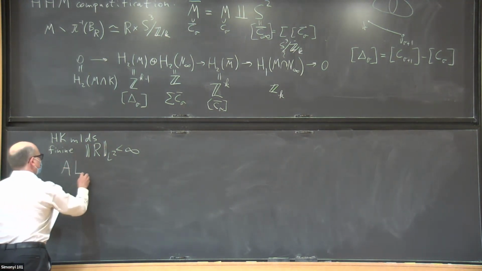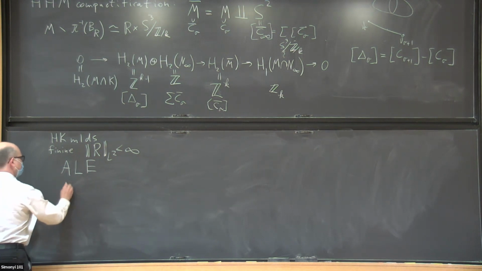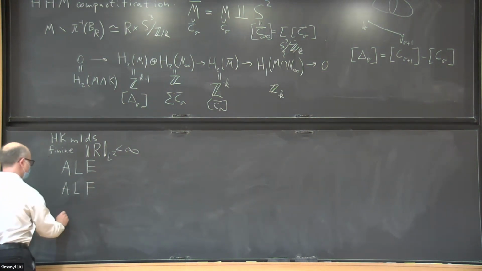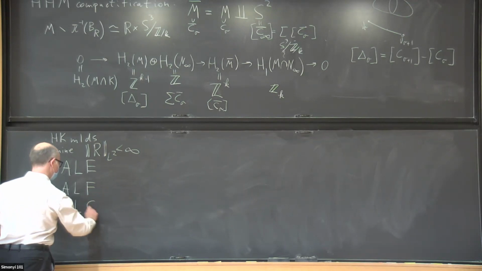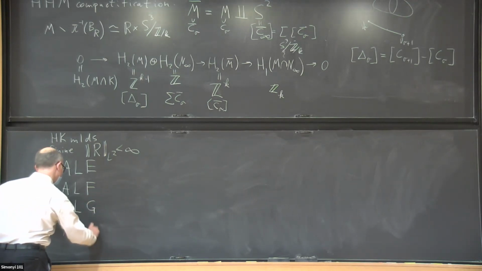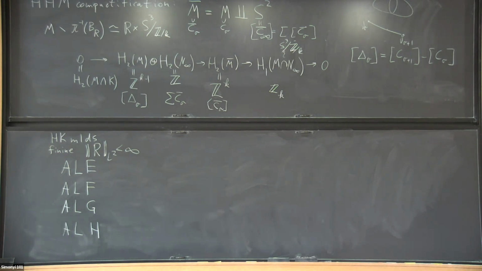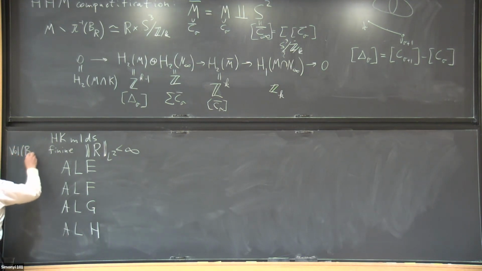And the first one is ALE. Second class is ALF, ALG, and ALH. And what distinguishes them is how fast a ball of large radius r grows with r. So if it grows maximally, in the volume, as r to the fourth, then the space is called ALE. And all such spaces were classified by Kronheimer, and they come in A, D, and E type.